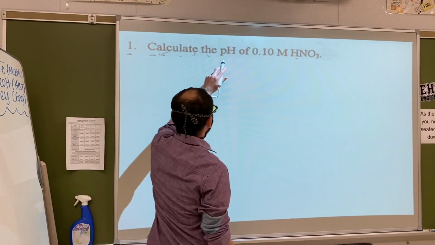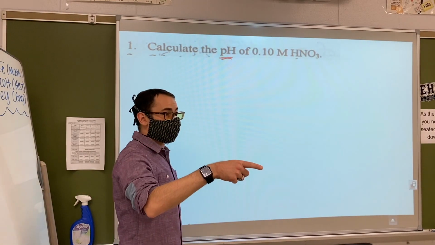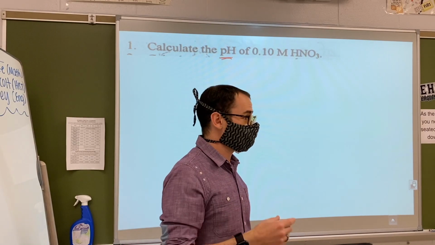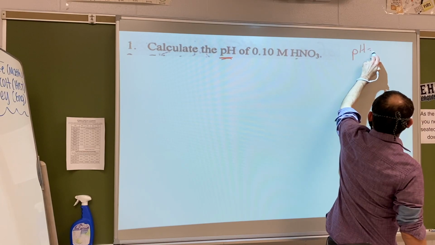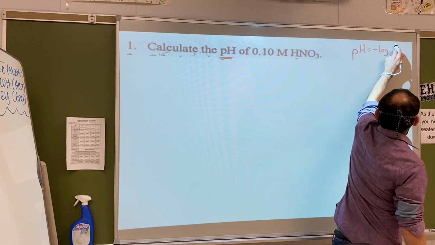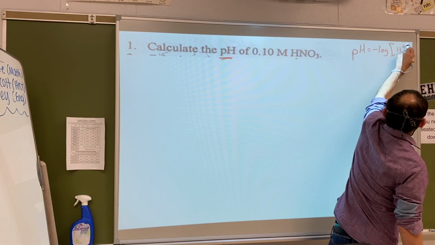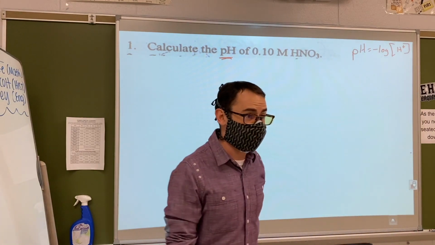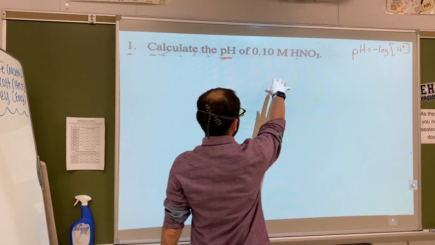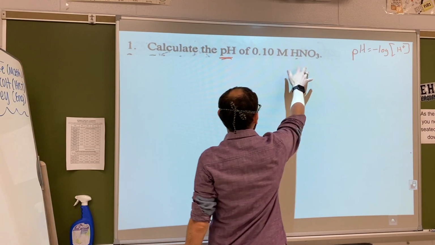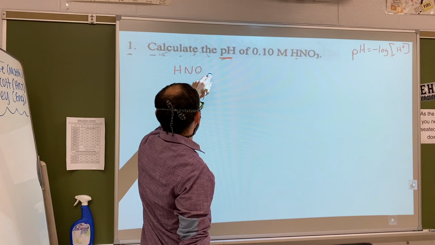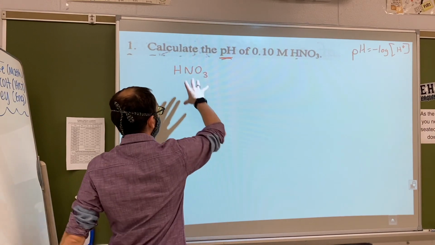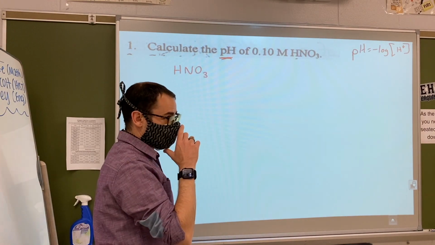To figure out pH, what do we need to know? What's the pH equation? pH equals what? We need to know the H plus concentration to do this, right? They gave us the concentration of the whole thing. So what they're doing here is they're saying HNO3, its concentration is 0.10.